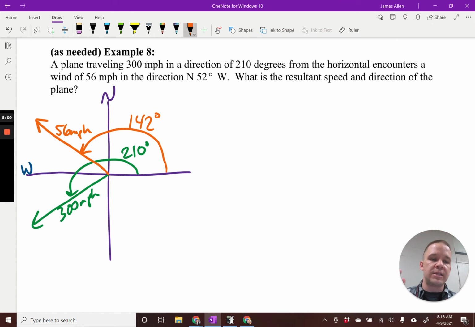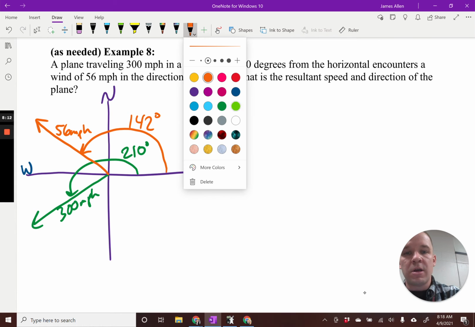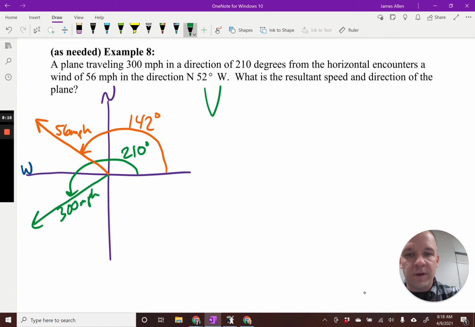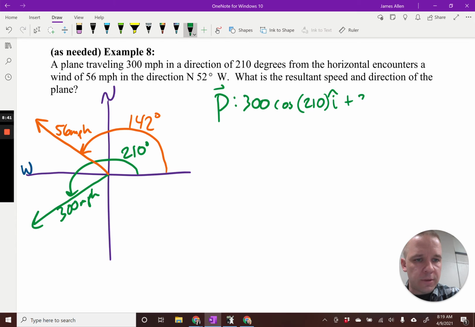Okay, so now let's set up our 2 vectors. So we got our vector of the plane here, right? I feel like A is confusing because it could be air. So let's go with the plane. And let's see here. We've got 300 cosine of 210. Oh, what a lovely trig value. I hat plus 300 sine of 210 j hat.